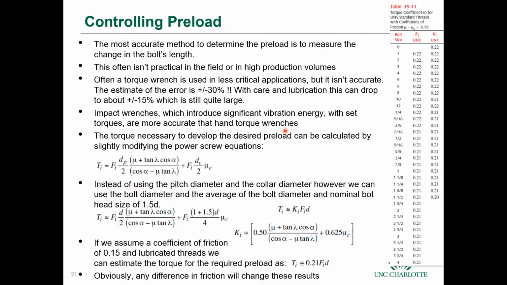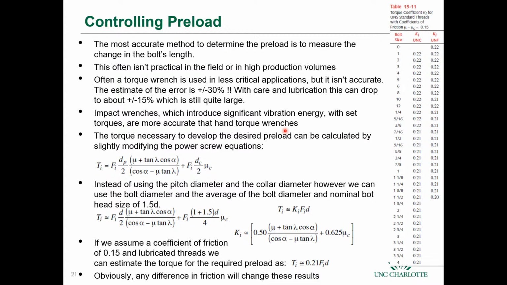But it's often not practical, and so what people will use is a torque wrench, which I'm sure most of you are familiar with, and that's used in less critical applications. I would say it's used in an awful lot of applications, but you shouldn't design to it and assume that you have an accurate torque wrench, because torque wrenches are not accurate. The estimate of the error is about plus or minus 30% of the torque that you read from your torque wrench. Even if you have a high precision, high accuracy torque wrench, the bolt preload is going to be like plus or minus 30% off.